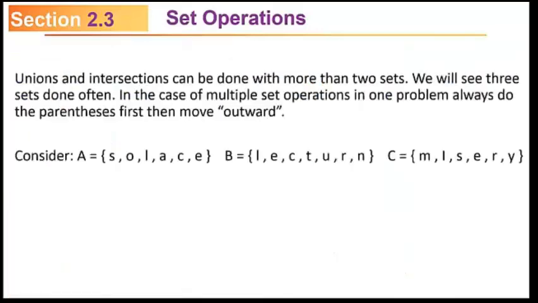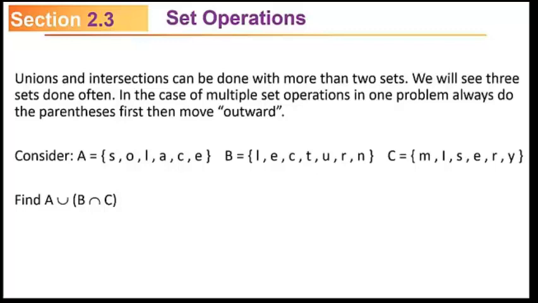Unions and intersections can be done with more than two sets. We will see three sets done quite often. In the case of multiple set operations in one problem, always do the parentheses first and then move outward. So if you're considering the set A, which consists of the letters S-O-L-A-C-E, the set B consisting of the letters L-E-C-T-U-R-N, and the set C consisting of the letters M-L-S-E-R-Y, that's an L, not an I. Perhaps we want to find the union of A with the intersection of B and C.